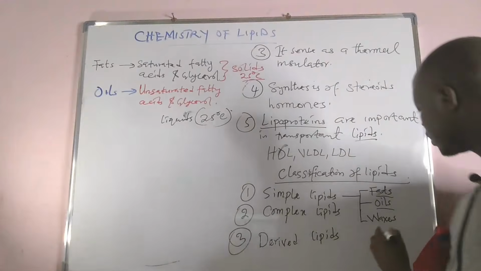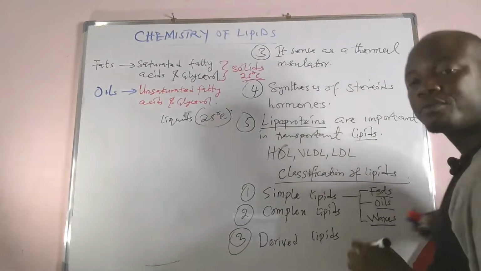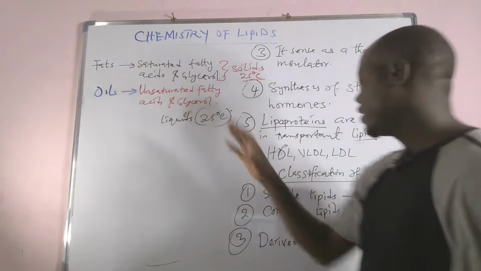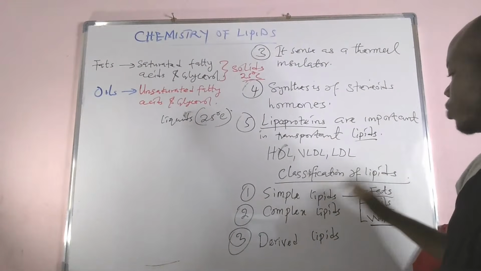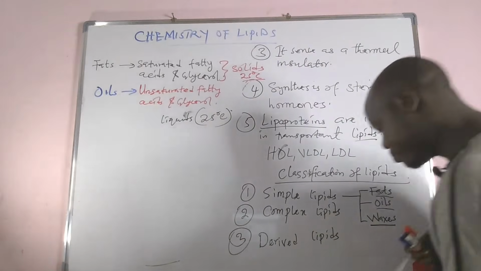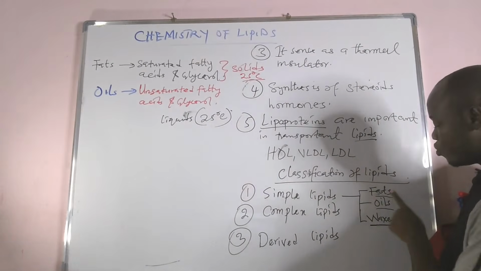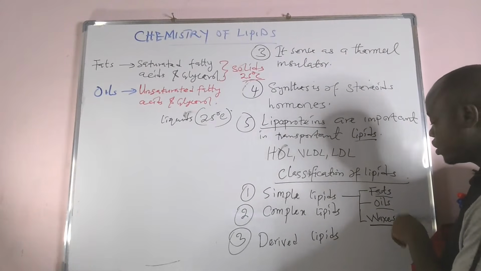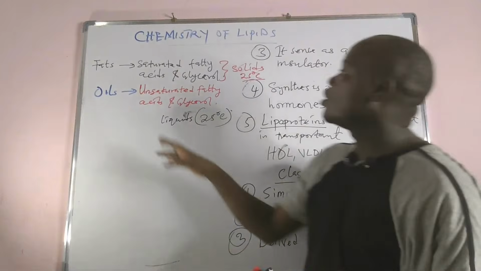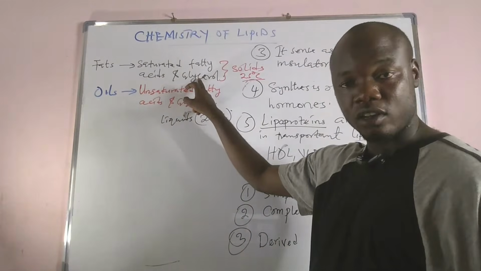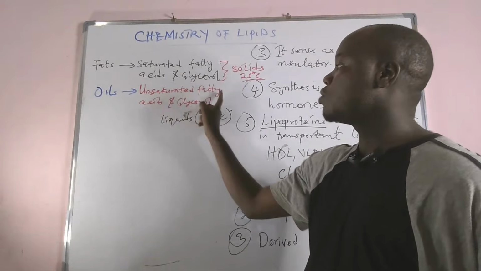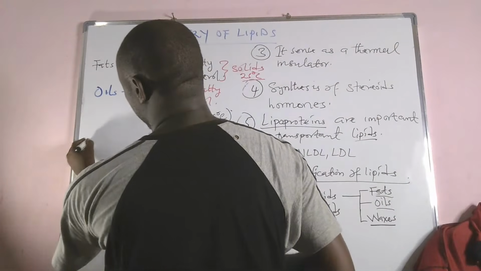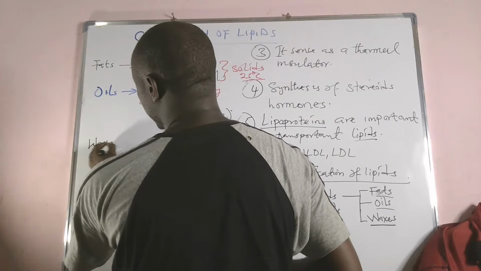So then the next one is waxes. Please, I want you to get this, it is very important. The first class of lipid is simple lipids, and this simple lipid is classified into three: fats, oils, and waxes. Fats are made up of saturated fatty acid and glycerol. Oils are made up of unsaturated fatty acid and glycerol. And then what about waxes?